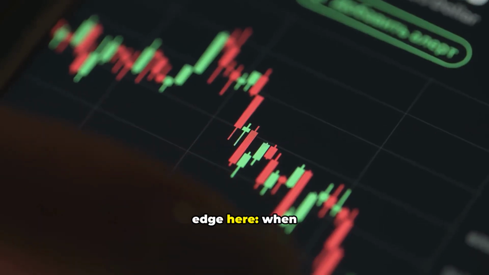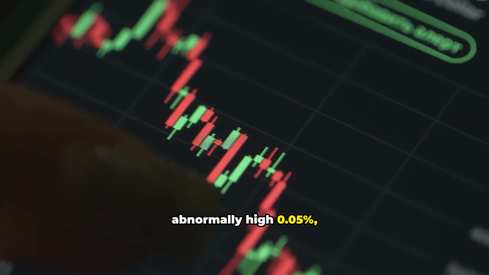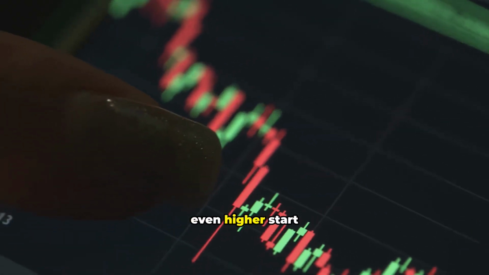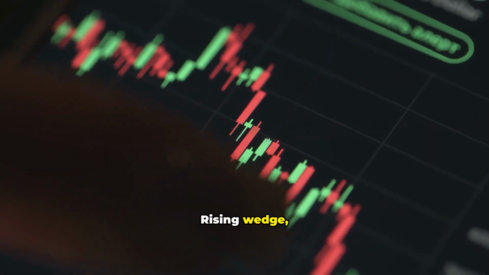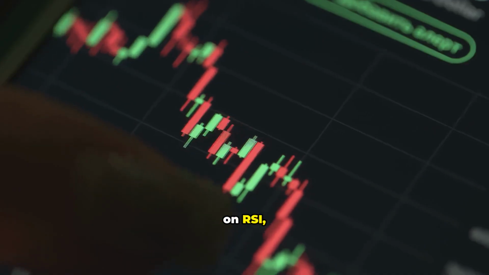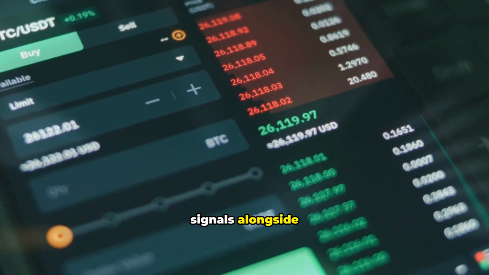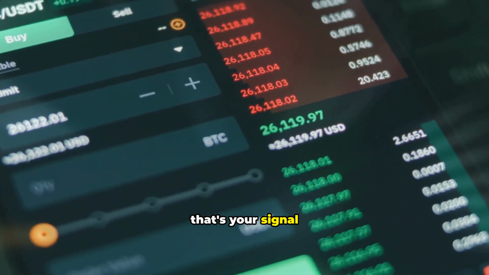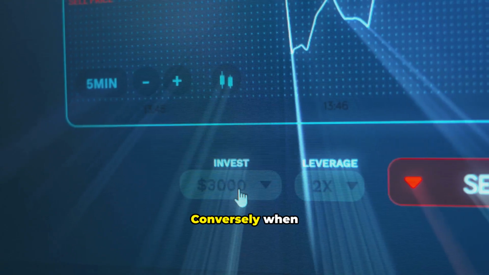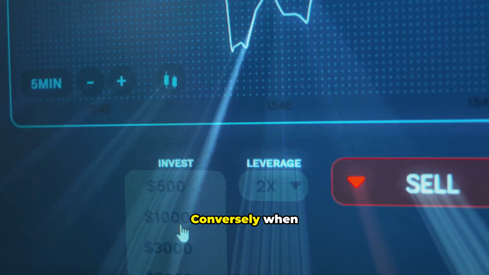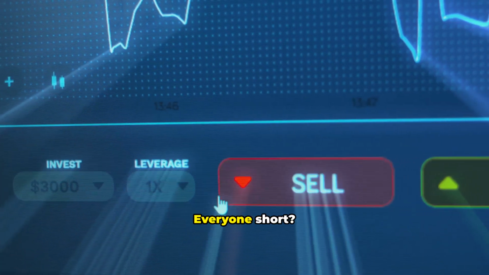Your spot trading edge here, when funding rate is abnormally high, 0.05%, 0.1%, even higher, start watching for exhaustion signals on the chart. Rising wedge, bearish divergence on RSI, weak momentum on higher highs. When you see those signals alongside high funding, that's your signal to wait before buying spot, or to buy the flush when it happens. Conversely, when funding goes negative, extreme fear, everyone short.